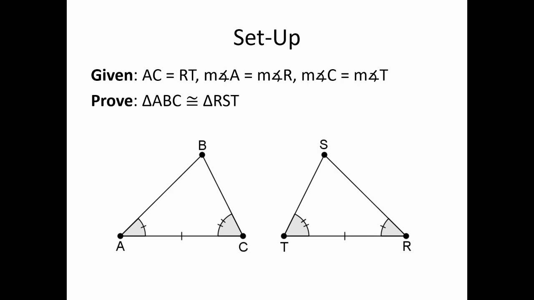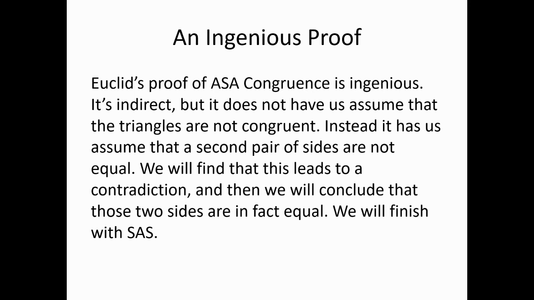Now, as for how this will be done, we will follow Euclid on this. And Euclid's proof is absolutely ingenious. It is indirect, and we're familiar with indirect proof. We've given indirect proofs here. We know how those go, right? But the strategy in this indirect proof is a bit different than the strategies that we have seen before. We will not assume that the triangles are not congruent.